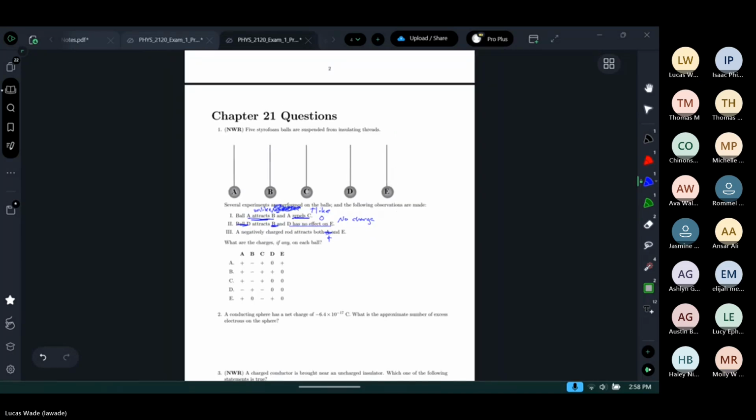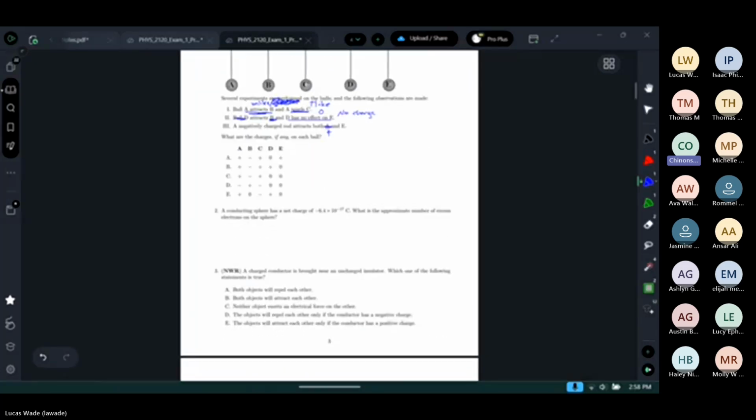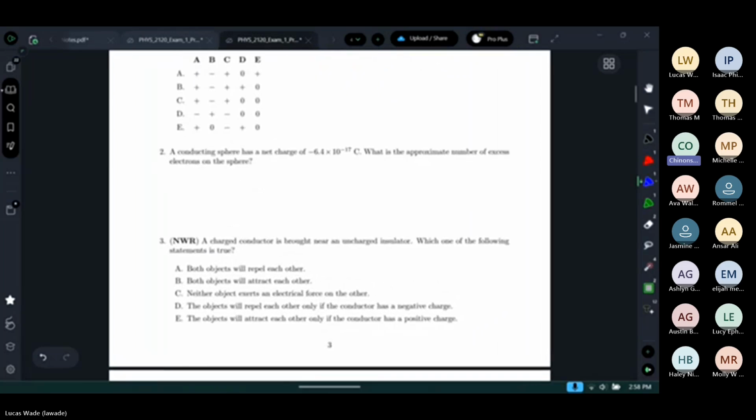Thank you. Yep. I had confusion on number 3 because I got C for number 3, even though the answer is B. So I'm a little confused about that one.